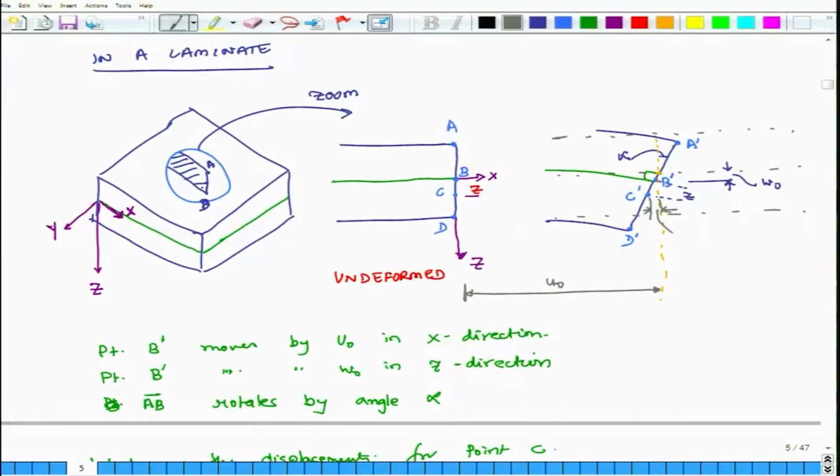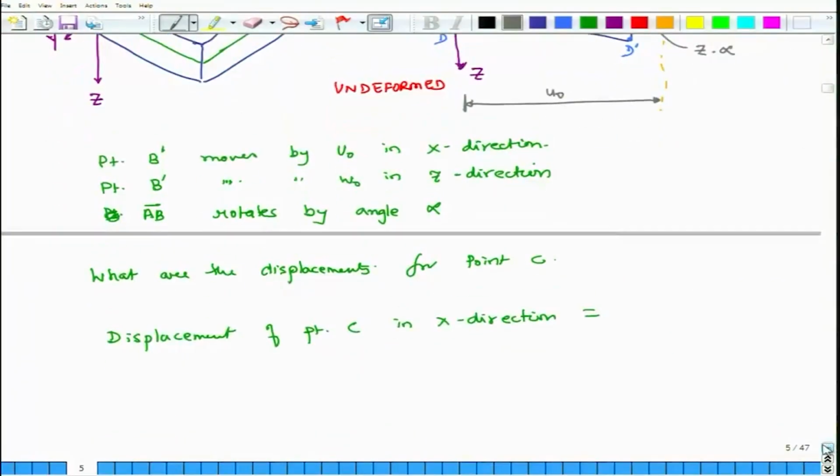And what is this distance? This is nothing but z times alpha, because this angle alpha is extremely small. So, if you compute, it will be actually z times sine of alpha, and sine of alpha is same as alpha. So, it works out to z times alpha. So, the total displacement of point C is u naught minus z times alpha.